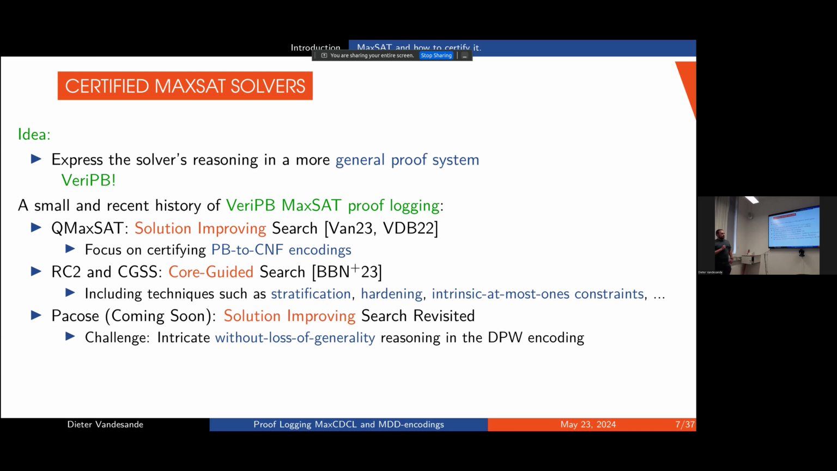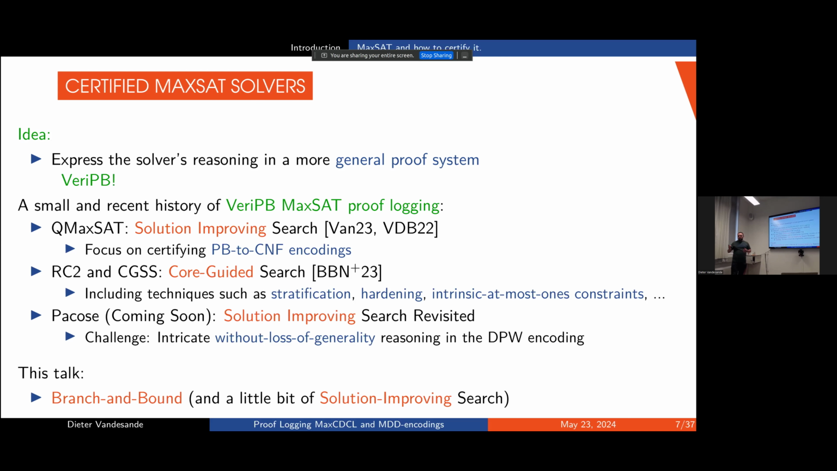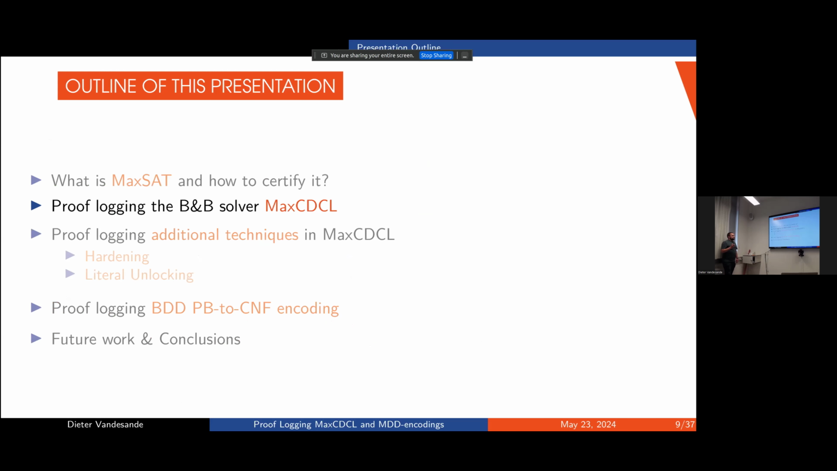And coming soon, Bacosa, that's a solution improving solver, but it uses the dynamic polynomial watchdog encoding, and it has some really interesting but intricate, without loss of generality reasoning, that we had to deal with. But then this talk is about Branch and Bound. So a third solving paradigm and a little bit of solution improving search, because MaxCDCL kind of combines the two, but the core of the MaxCDCL solver is Branch and Bound. So we will start with that.